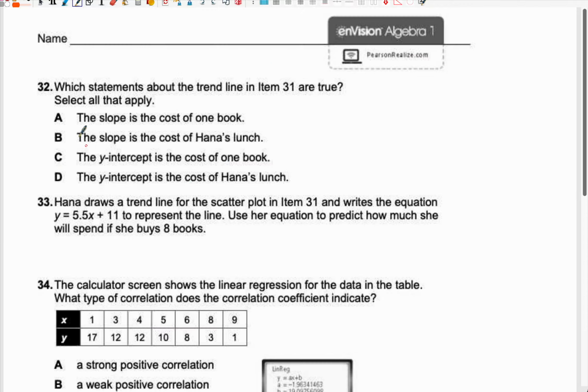Okay, so it's weird doing that question while I was on the other page, but there we go. It's A and D.